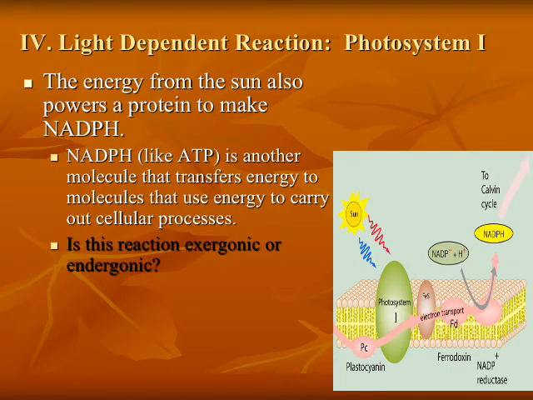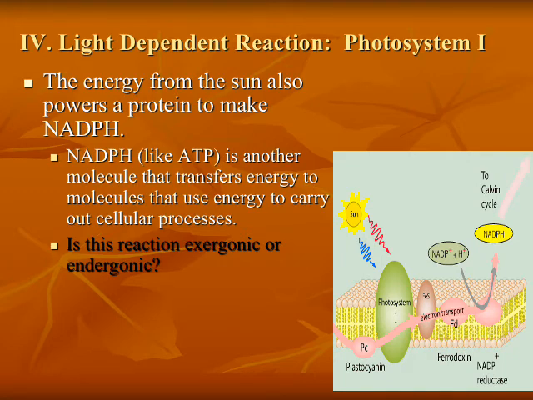Okay, so let's go back. We're in photosystem 2, and in photosystem 2 we made ATP. Now we've got to get to photosystem 1. Remember, we're still in the light-dependent reaction. So the energy from the sun, what we originally started with, also powers a protein to make NADPH. Remember, in photosystem 2 we made ATP. Now in photosystem 1 we're going to make NADPH. And like ATP, NADPH is another molecule that transfers energy to molecules that use energy to carry out cellular processes.